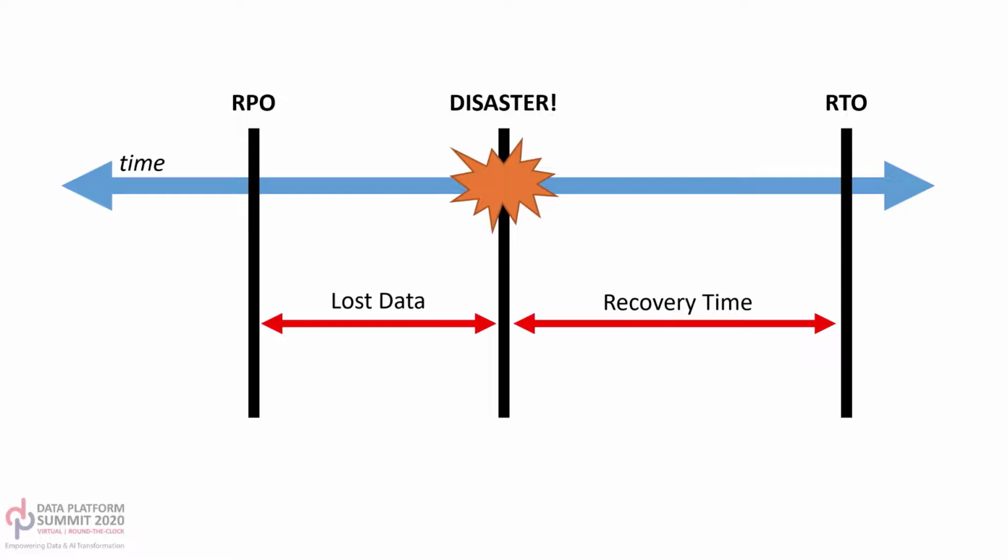Now, to show this graphically here, we have a timeline. The blue line in the middle is the timeline, and we have a disaster that occurs. Now, RPO, the recovery point objective, is how much data is it acceptable to lose before the disaster, right? Maybe you have an RPO of 1 minute, 5 minutes, 15 seconds. Whatever your RPO is will help determine what your backup strategy is, because you need to make sure you don't lose more data than your RPO allows.